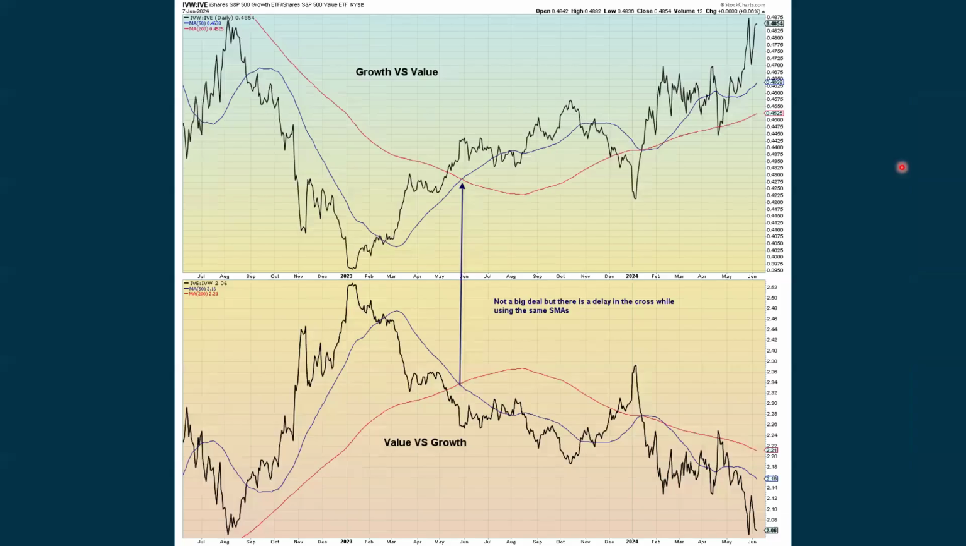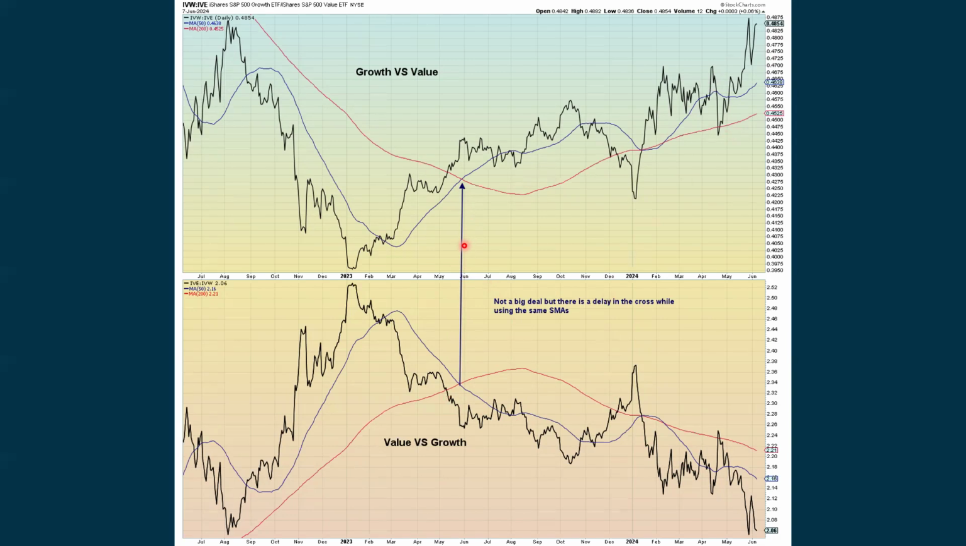Where we get some insight is when we do ratios between the two. On the top is growth versus value, showing how growth is outperforming. And in a good solid environment, that's usually what we see. Then we look at an inverse down below, where this is showing how value is underperforming growth. You can see where these crossovers with the moving averages are a little bit offset with each other. That's why sometimes I look at the same chart, but upside down. We might see some things that we don't see by looking at it different ways.